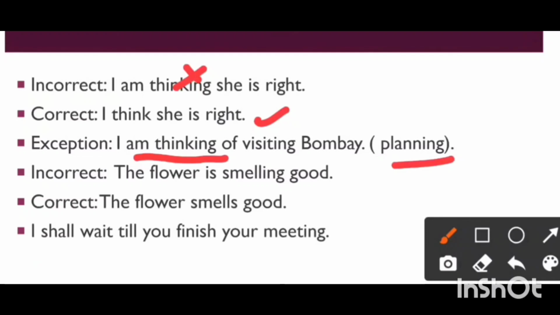Next example. The flower is smelling good. It can't be used in continuous form. So "is smelling" is wrong and "smells" is correct.